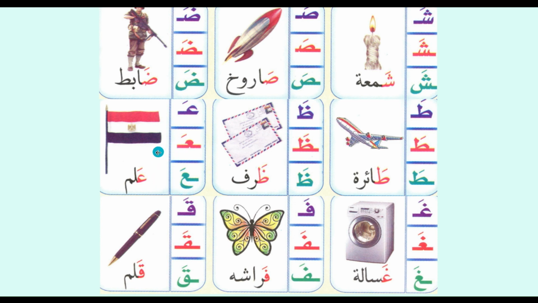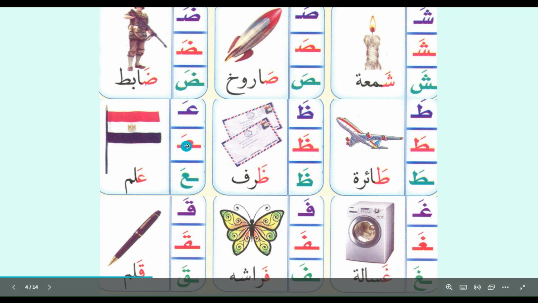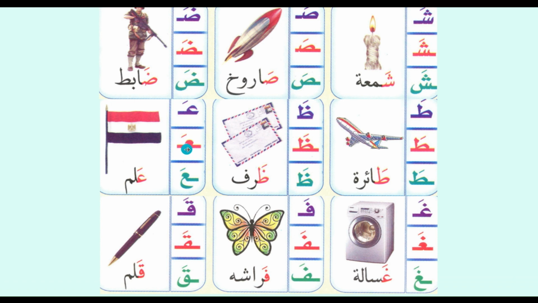Ain, at the beginning of the word, in the middle of the word, and at the end of the word. You can see something different here about ain and ghain. What is this? The head of ain in the middle of the word and at the end of the word, you can see that the head is filled or shaded like this, only in the middle and at the end. And this is so popular, and you're gonna find it a lot in the Quran.